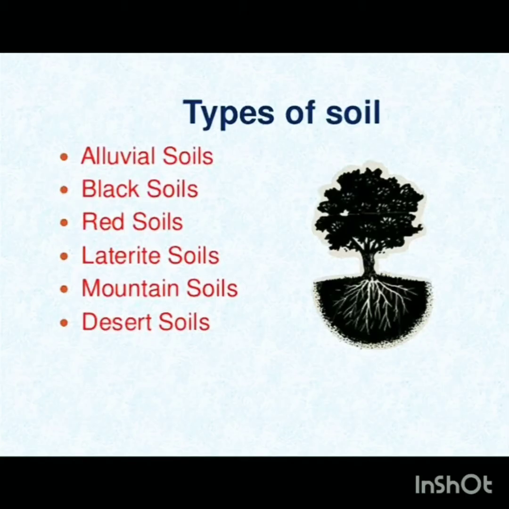Now let's see some of the important different types of soil which is found in different parts of the earth. Types of soil: alluvial soil, black soil, red soil, laterite soil, mountain soil, and desert soil. Now let's see the components of soil. Soil is made up of organic matter, minerals, and weathered rock which is found on the earth.